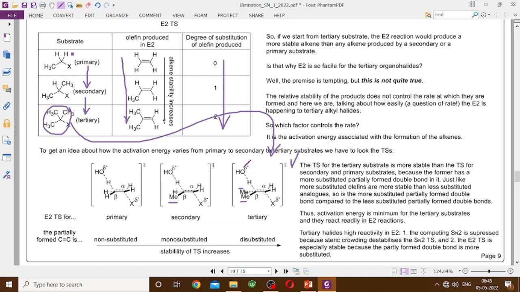preferentially undergo E2 not only because SN2 is suppressed, that is one of the reasons যে সেখানে SN2 হতে পারে না, সেকেন্ডারি বা প্রাইমারি সাবস্ট্রেটের ক্ষেত্রে SN2 রিঅ্যাকশন হতে পারে এবং প্রাইমারি ক্ষেত্রে তো খুব বেশিভাবেই ভালোভাবেই হতে পারে। তাহলে একটা কারণ হচ্ছে SN2টা সাপ্রেস টারশিয়ারির জন্য, কিন্তু টারশিয়ারির আরেকটা ফ্যাক্টর হচ্ছে E2 রিঅ্যাকশনকে সাস্টেন করার বা প্রেফার করার, সেটা হচ্ছে E2 ট্রানজিশন স্টেট, সেটা সেকেন্ডারি বা প্রাইমারির যে E2 ট্রানজিশন স্টেট তার থেকে অনেক বেশি স্টেবল, বিকজ দ্য পার্টলি ফর্ম ডাবল বন্ড ক্যান এনজয় some stabilization due to the more alkyl groups being present at the transition state, which is stabilizing the partly formed double bond.